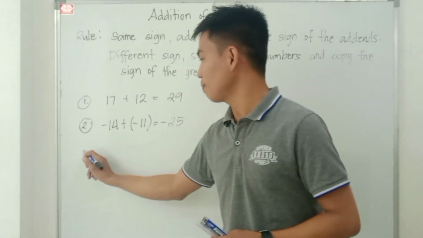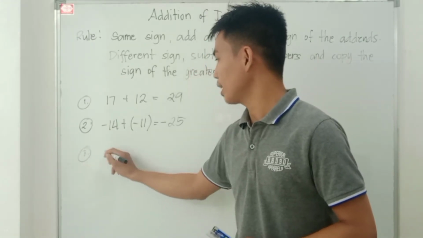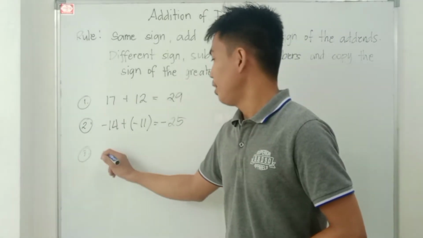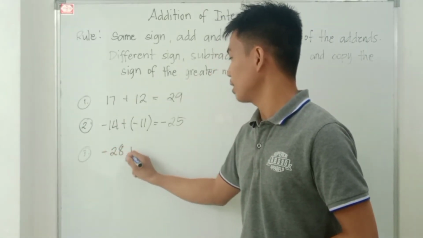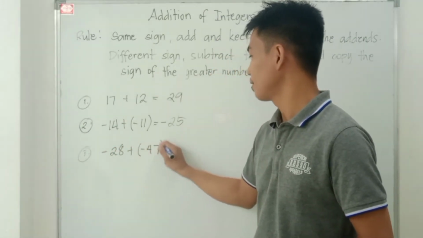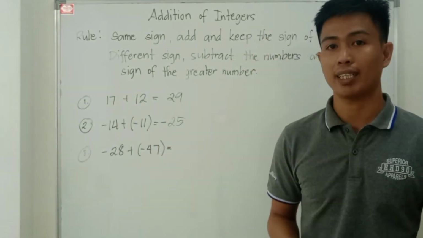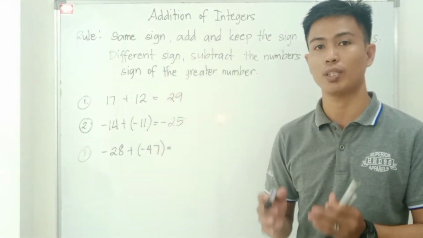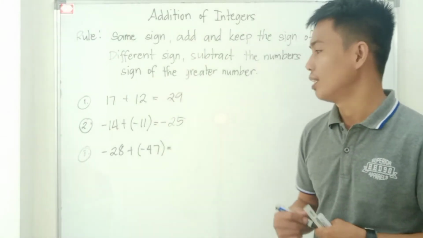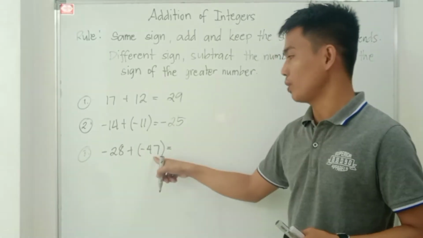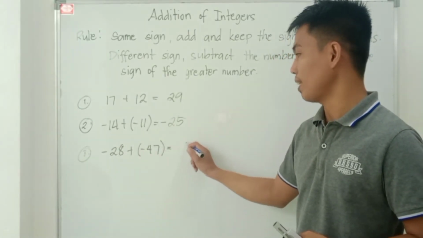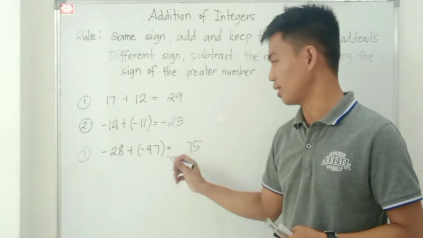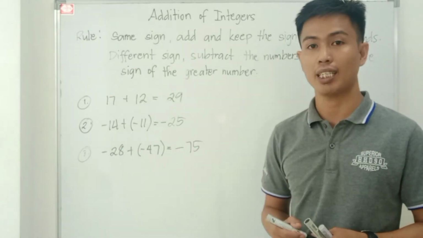And for the third example, so let's say we have negative 28 plus negative 47. So since parehas silang negative, ganun ulit yung gagawin natin. I-add natin yung numbers and then we're going to copy the sign of the numbers. So 28 plus 47 is 75. And kung titignan natin, yung sign nila is negative parehas, so that means the answer is negative 75.